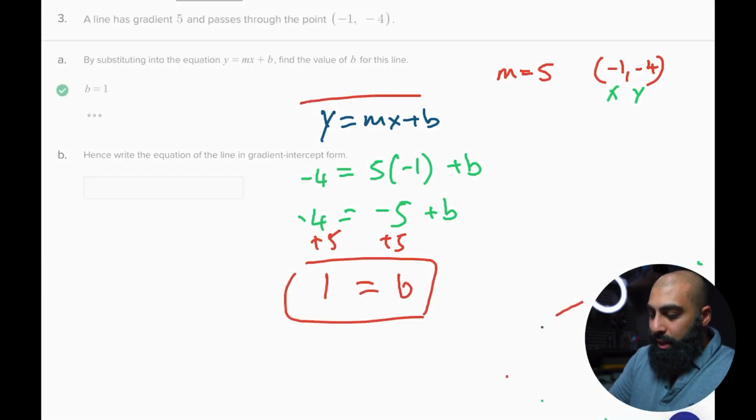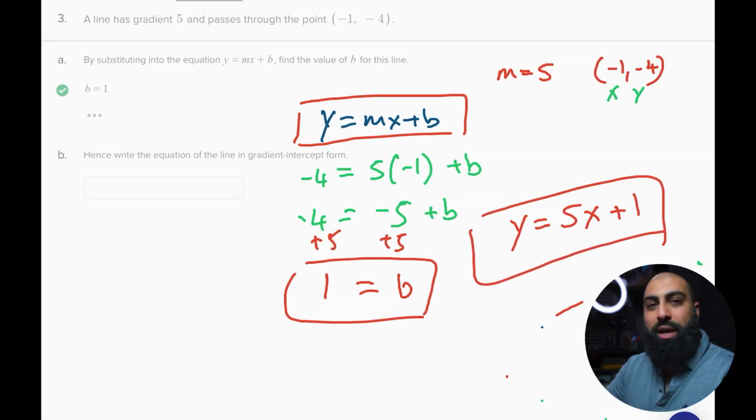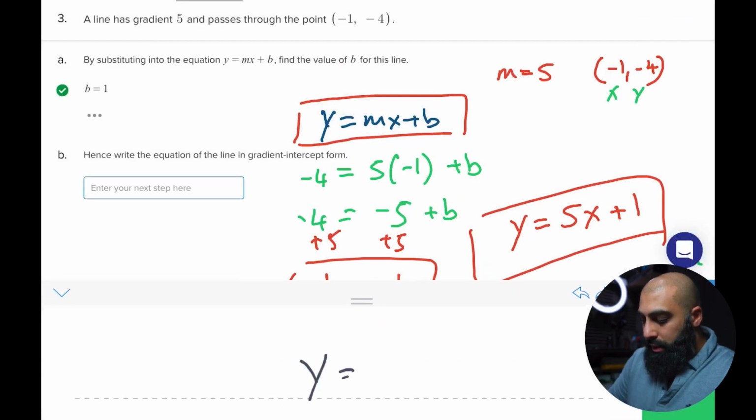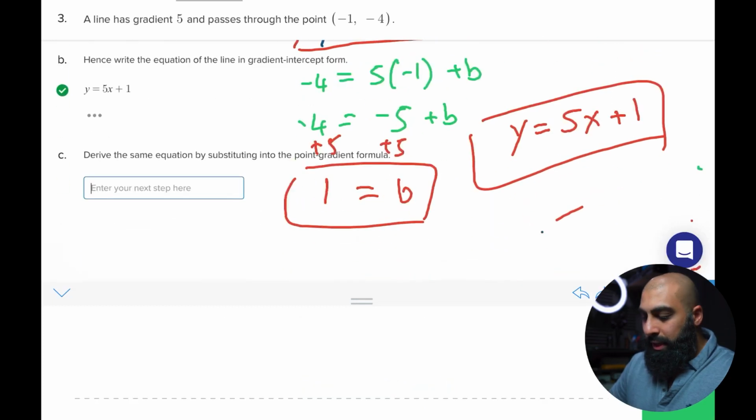Now, this is our gradient-intercept form. So we already have y is equal to 5x. Our plus b is going to be the one that we found earlier on. So we're going to write this as y is equal to 5x plus 1. So let's do that now. Y is equal to 5x plus 1. Okay, excellent. Now it says, derive the same equation by substituting into the point gradient formula.